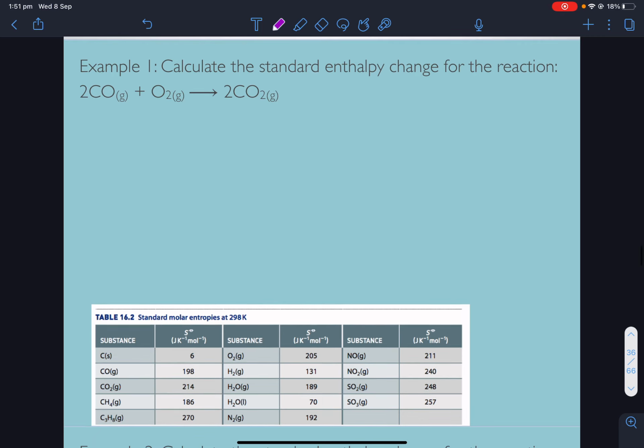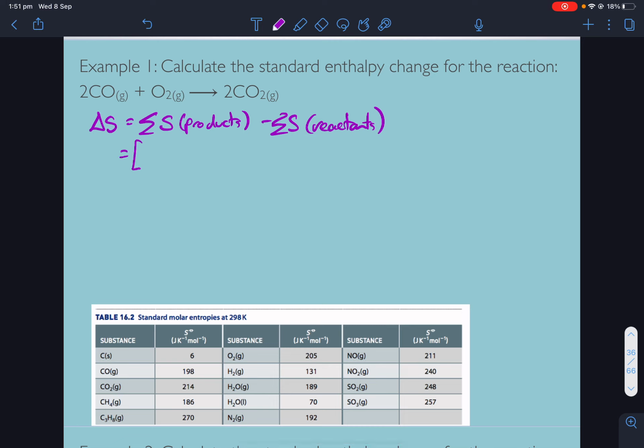So, example 1: calculate the standard entropy change for the reaction of 2 moles of carbon monoxide and 1 mole of oxygen gas combining to form 2 moles of carbon dioxide. Okay, so our formula for delta S equals the sum of S of the products minus the sum of the entropies of the reactants. You can treat it the same way as how you treat calculating enthalpy from heats of formation, as I said earlier.